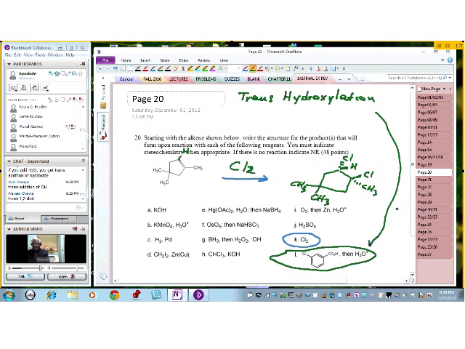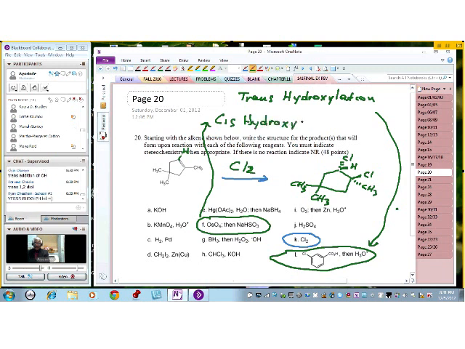That is for this reagent here. Now, that is the opposite of what you get with osmium tetroxide. With osmium tetroxide, we get the cis hydroxylation. So they do complement each other. Hydroxylation simply means you are adding two hydroxyl groups across the carbon-carbon double bond.